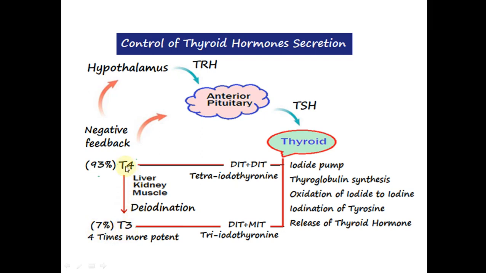But at the level of the tissue, particularly in the liver, kidney and muscles, this T4 is converted into T3 by the enzymes deiodinases, a process called deiodination, by removing one iodine and converting T4 into T3. Thyroxine also has its effects, but the most active and powerful effector is T3. It is 4 times more potent than thyroxine. Finally, the functions of the thyroid hormones are carried out at the cellular level by triiodothyronine.